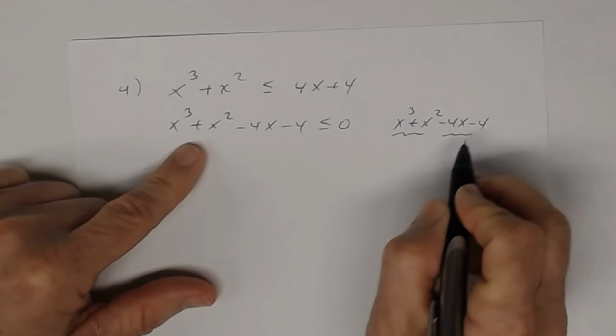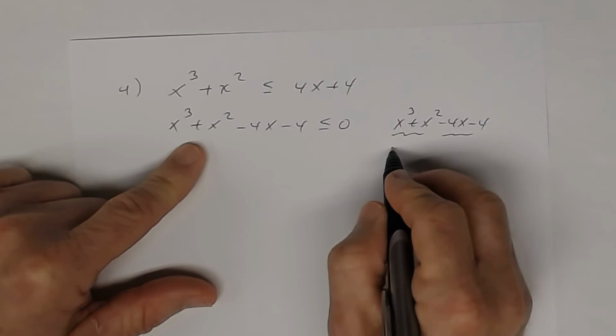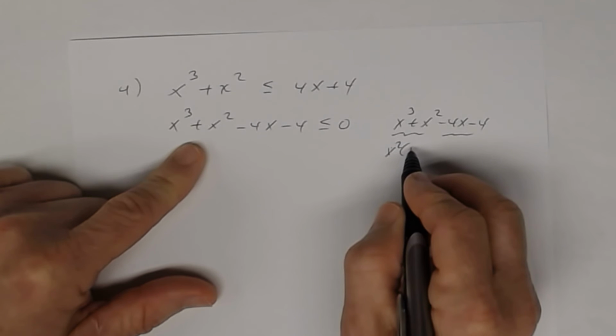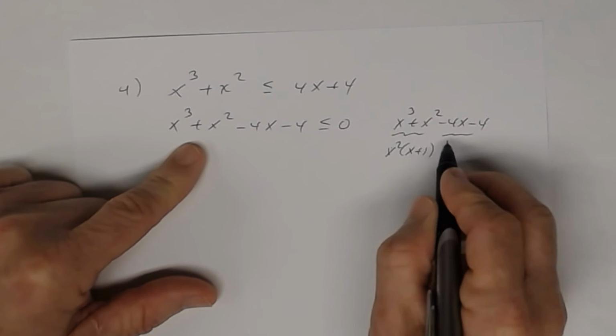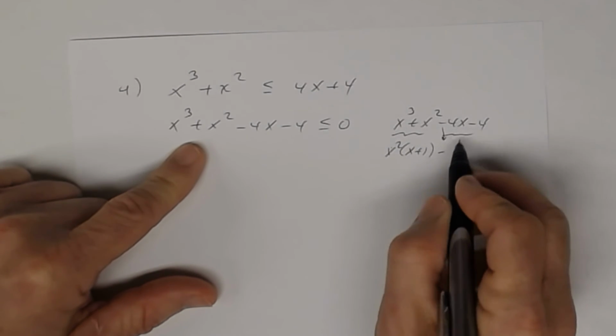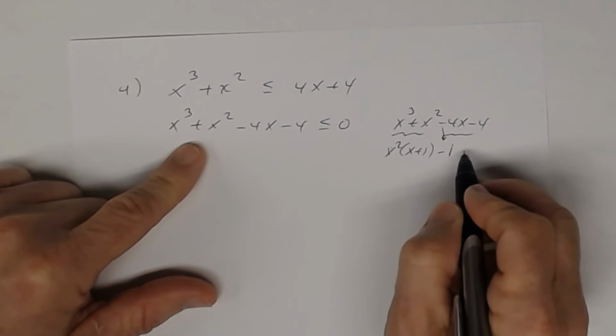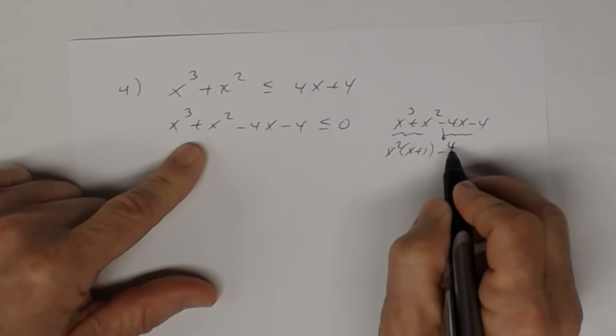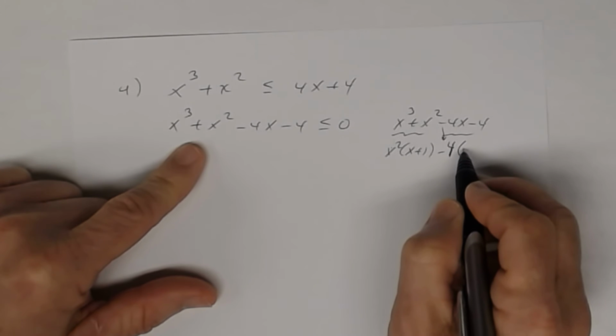So let's group the first two and the last two. In the first group, I could factor out an x squared. I'm left with x squared times what? X plus 1 minus, and then that GCF is 4. I'm sorry, 4, excuse me. That GCF is 4, so I put minus 4 times x.